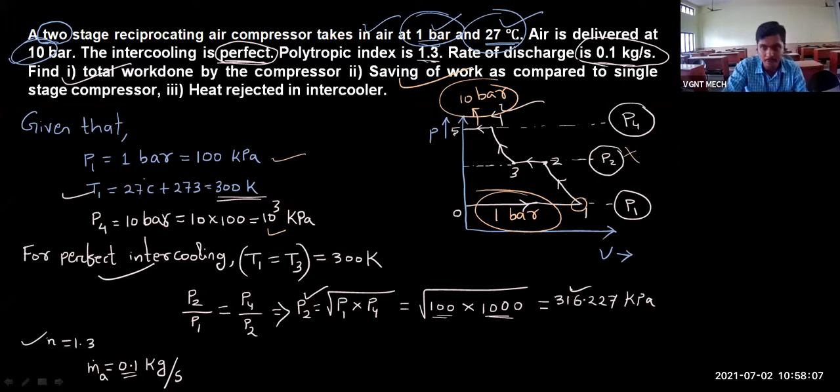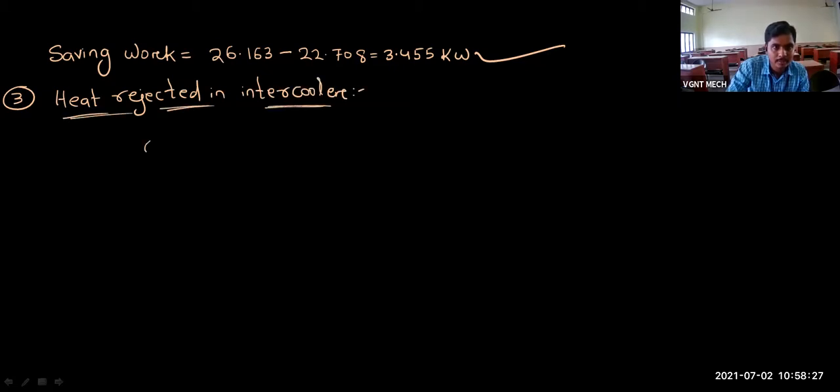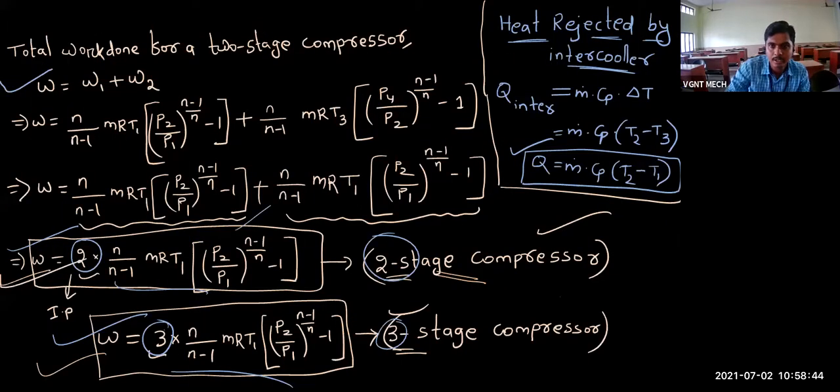Now the last part, quickly we will finish. Heat rejected in intercooler. Okay. So what is the formula of heat rejected in intercooler? Just now I have discussed. That will be mCp delta T, or mCp (T2 minus T1). Already we have discussed over here. For intercooler, the formula is mCp (T2 minus T1).